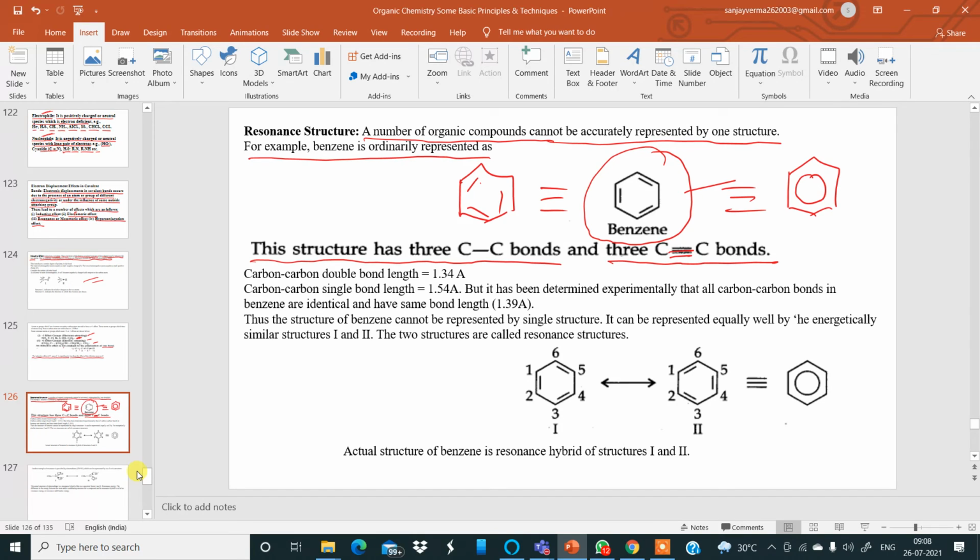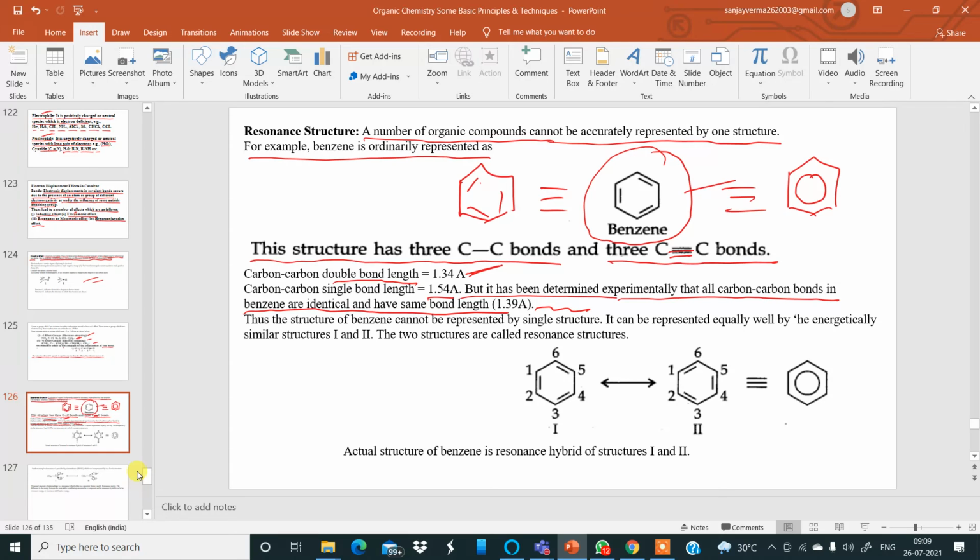Now the carbon-carbon double bond is shorter, 1.34 angstrom, so the double bond is shorter than a single bond, and the single bond is longer. But it has been determined experimentally that all carbon-carbon bonds in benzene are identical and have the same bond length of 1.39 angstrom, somewhat an average between a double and a single bond.